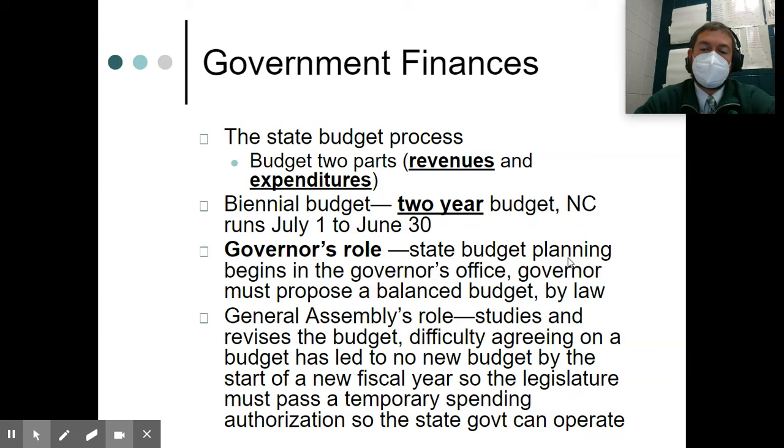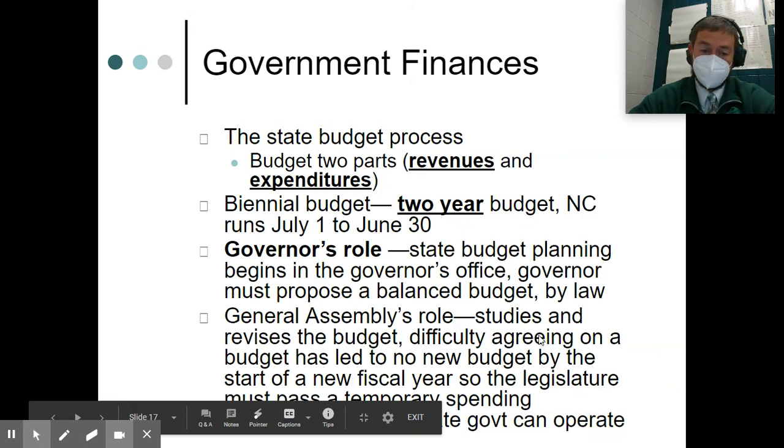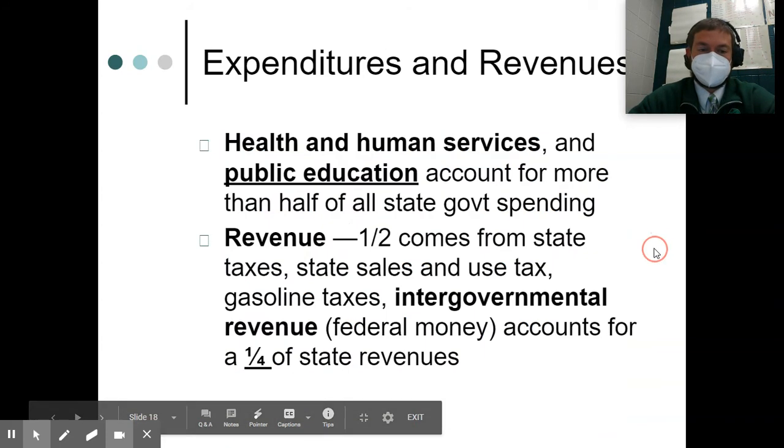The governor's role: state budget planning begins with the governor's office. The governor must propose a balanced budget every year by law. The General Assembly's role: it studies and revises the budget. They usually have difficulty agreeing on a budget, and it leads to no new budget by the start of the new fiscal year. So the legislature must pass a temporary spending bill so the government can operate.